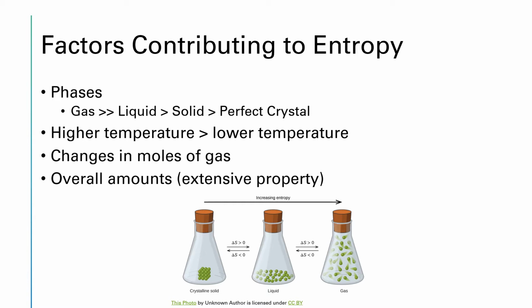Changes in the moles of gas will also contribute to entropy. If you have some sort of a chemical reaction taking place where on the reactant side you only have solids, but on the product side you have lots of gases, then we're going to have a huge increase in entropy as that chemical reaction takes place. And then also, if we have a change in how much stuff we have, we'll have a change in entropy, because entropy is an extensive property. Extensive properties are those properties that change depending on how much stuff you have. And so if we have more stuff, we have more entropy.